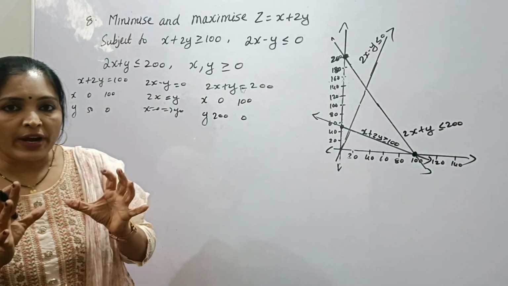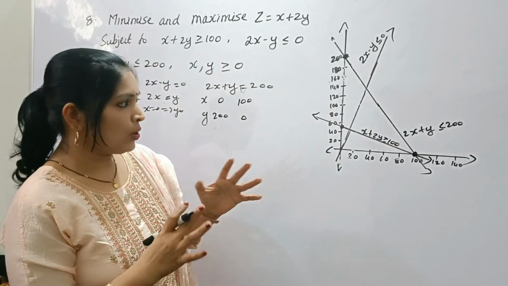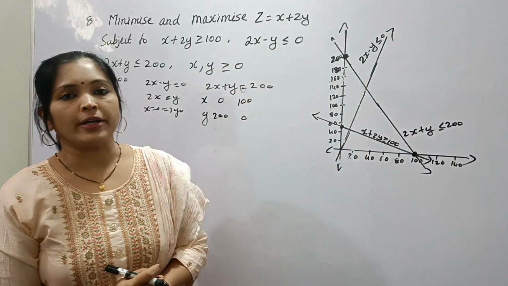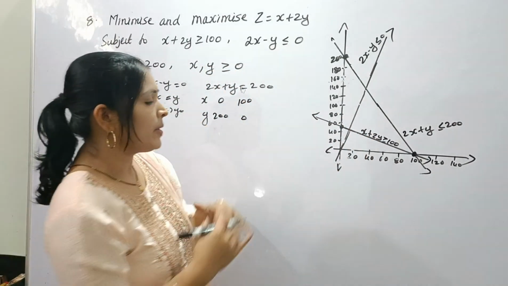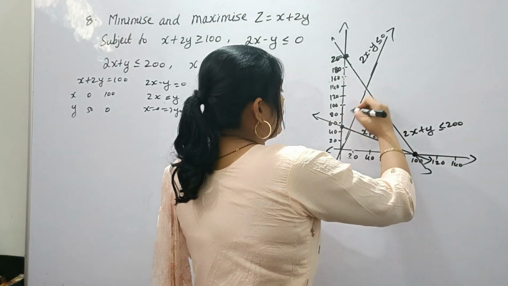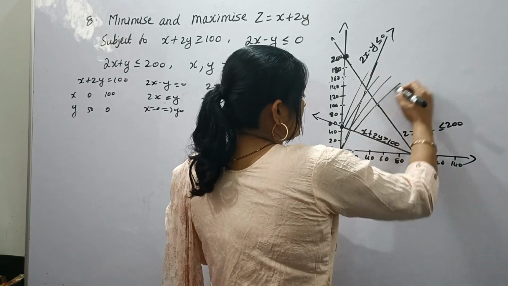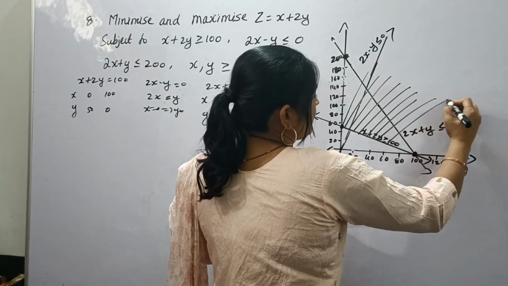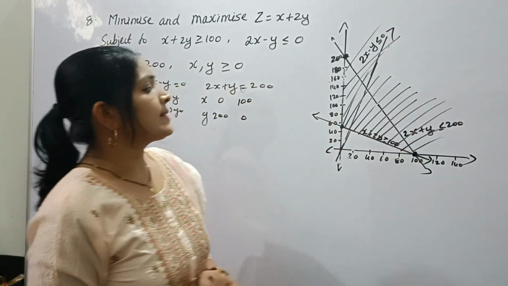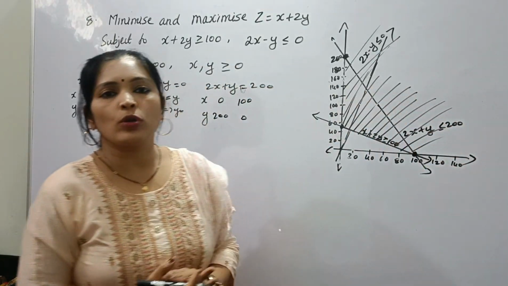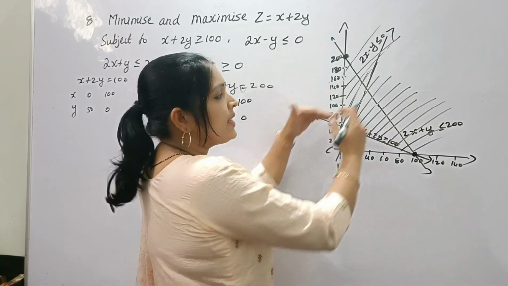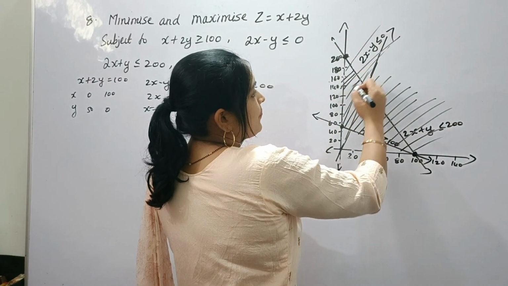Now we have to find the feasible region. Look at the constraints. First of all, let's consider x plus 2y greater than or equal to 100. Greater than or equal to 100 means the region is outside from this line. So it is the region for this constraint. And next, 2x plus y less than or equal to 200 means the region towards the origin, inside the line. That is here.